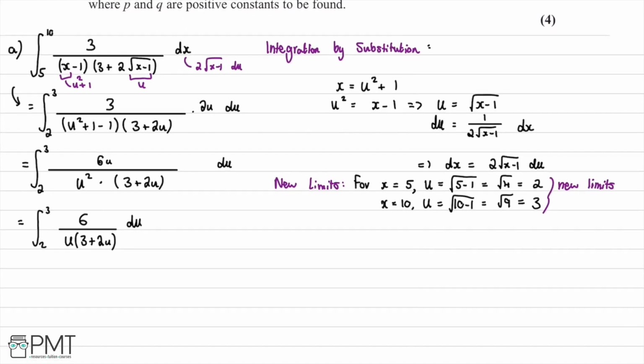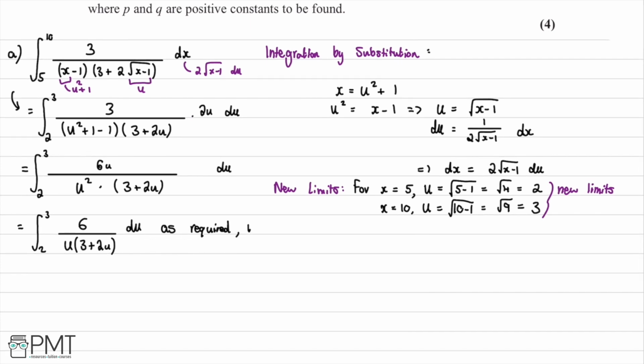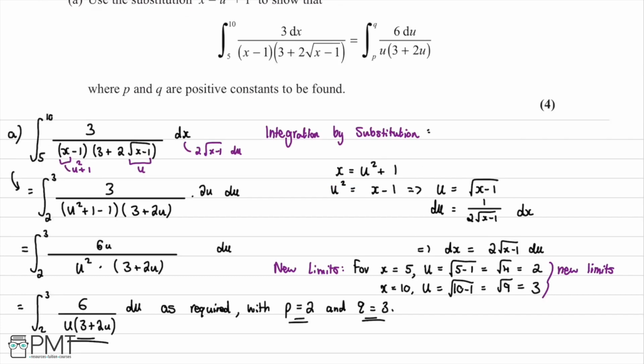So we'll write here, this is going to be as required, and we're asked to find constants P and Q. So we'll just put a little note down saying we've found this with P equal to 2 and Q equal to 3. This question was worth 4 marks and we receive our first mark for starting our substitution and getting an expression for dx. So we'll give our first mark at this stage here.